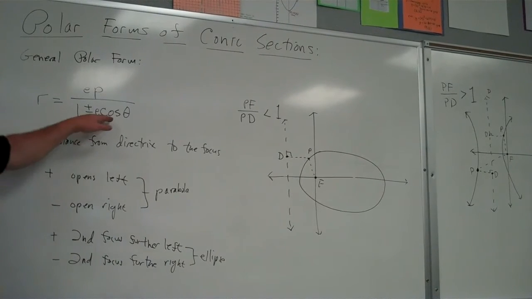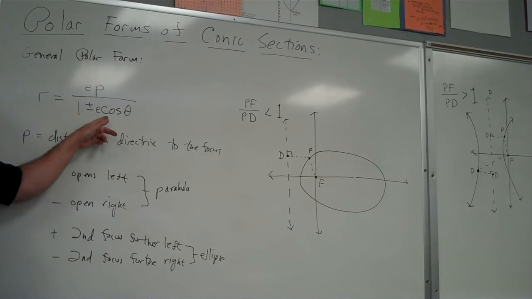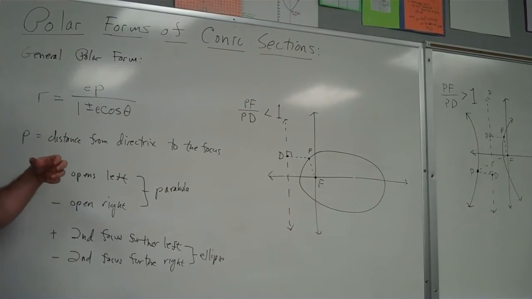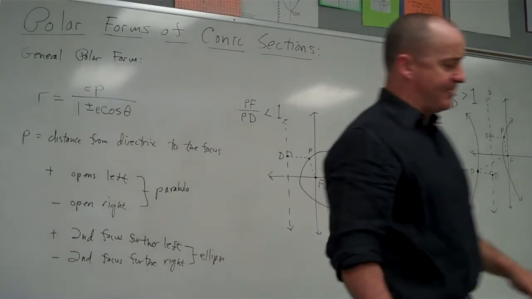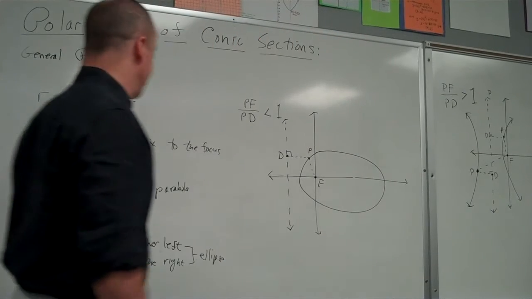What do you think happens if this is sine? Up and down. Everything goes up and down instead. The parabola either opens up or down, which is the opposite of what you'd think. The minus gives you the smiling parabola. The plus gives you the frowning parabola.